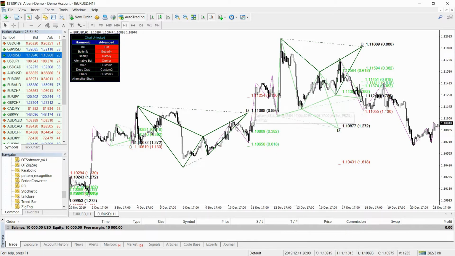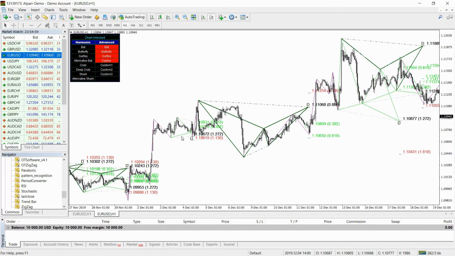So I wouldn't have traded this because I need my C to D point to be straight, so I don't like this reversal here before continuing higher. But just in this example, we'll say we got in here, again, a sell limit order here, so we're targeting the 382 and 618 of A to D, and we've hit our stop loss. So yep, that's a loser.